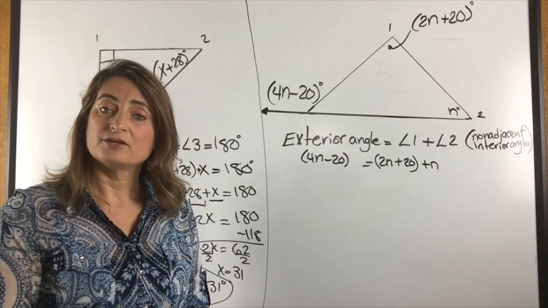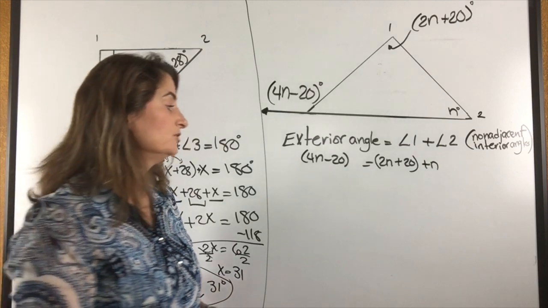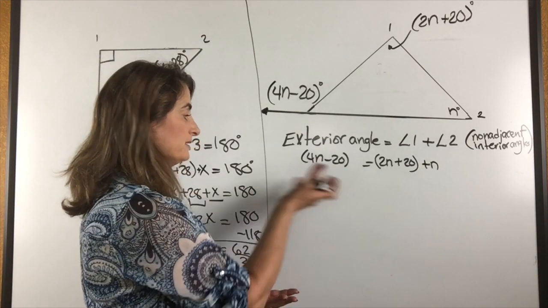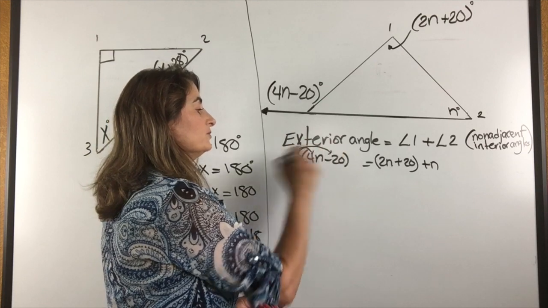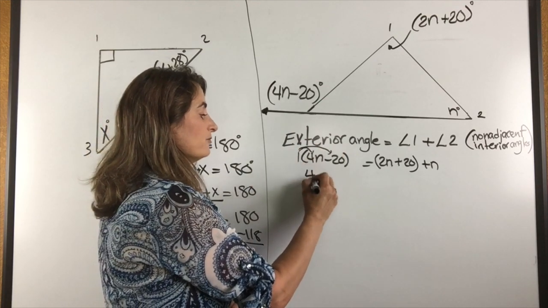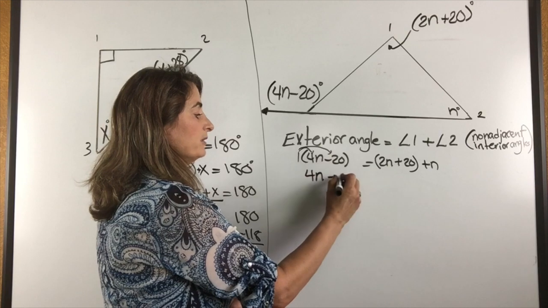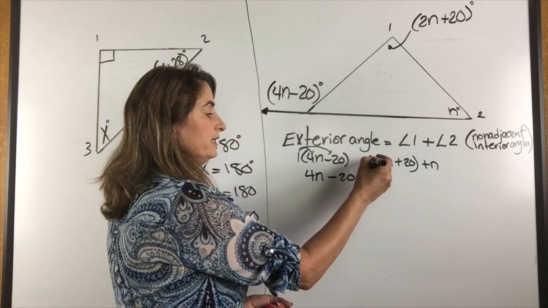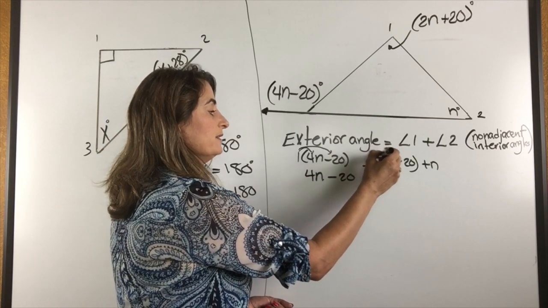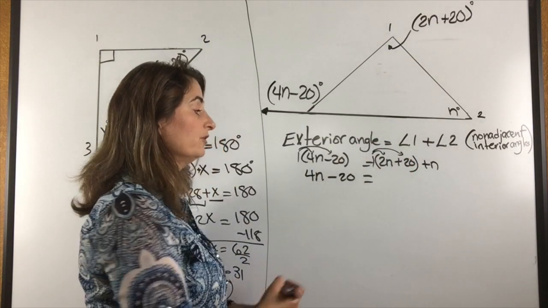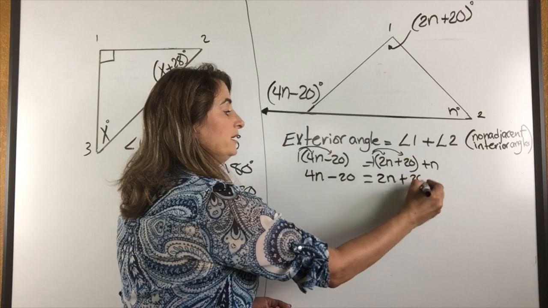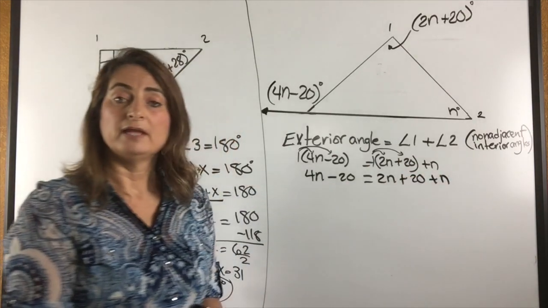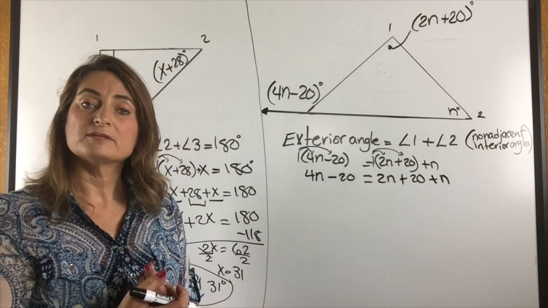Again, is there a grouping symbol? Yes. Undo that. So what do I multiply? There's nothing to multiply here, so put a 1, and then distribute it over the two terms. 1 times 4n is 4n, minus 1 times 20 is 20, equals the same thing here. Put a 1 behind the parentheses, and then multiply both terms. 1 times 2n is 2n, and 1 times 20 is 20, plus n.